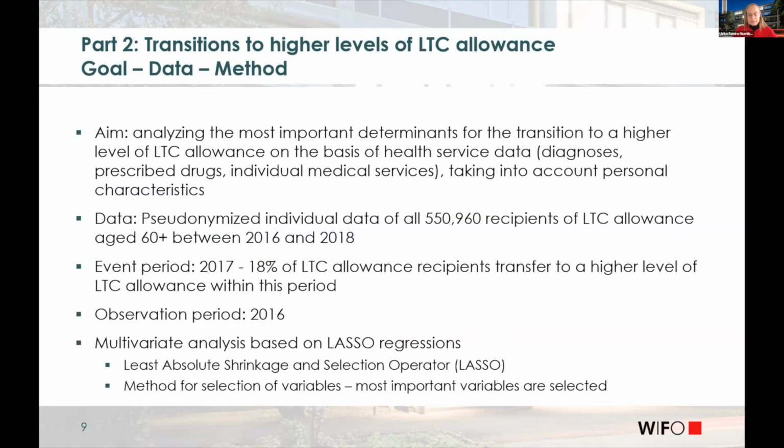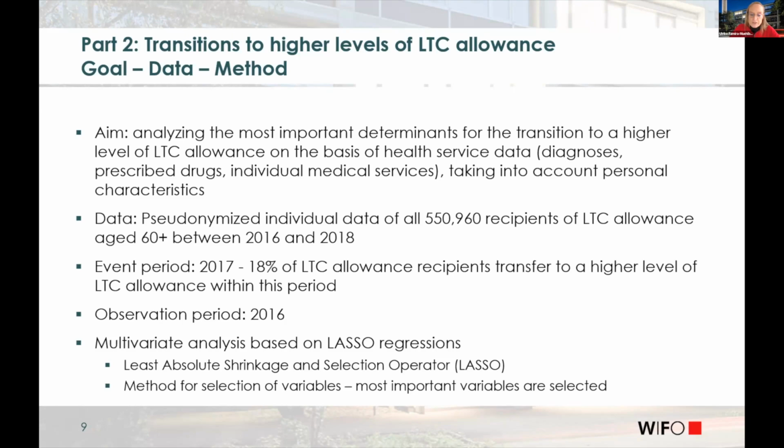In the second part, we analyzed the most important determinants for the transition to a higher level of long-term care allowance on the basis of health service data like before, and taking into account also the personal characteristics. We work with, in this part, the same data as before. The event period is the year 2017, and within this period, 18% of the long-term care allowance recipients transferred to a higher level of long-term care allowance. And the observation period is the year before, the year 2016.